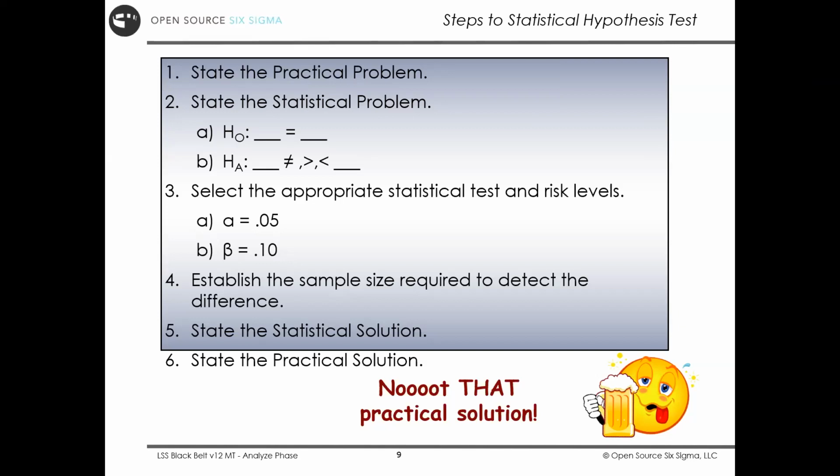Step number 2, you will convert the practical problem into a statistical problem, writing your H naught and HA like I'm doing in the last 30 minutes.